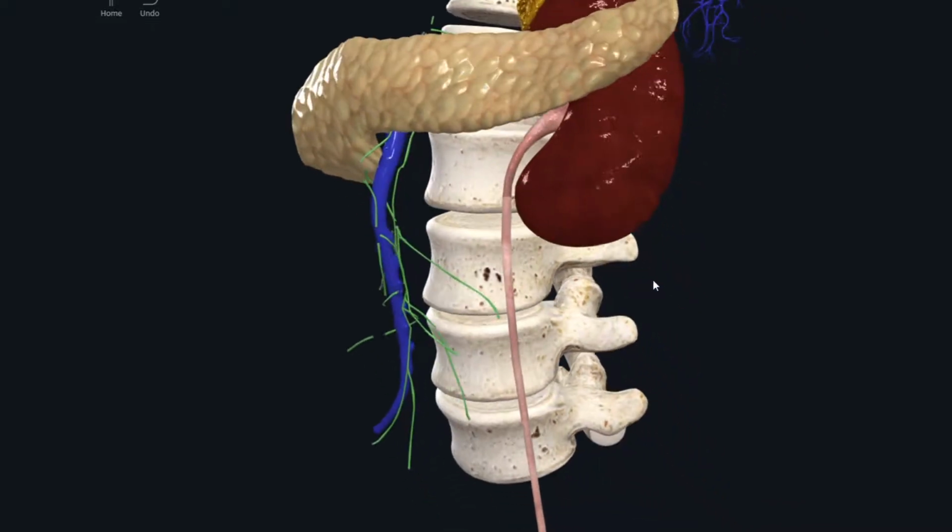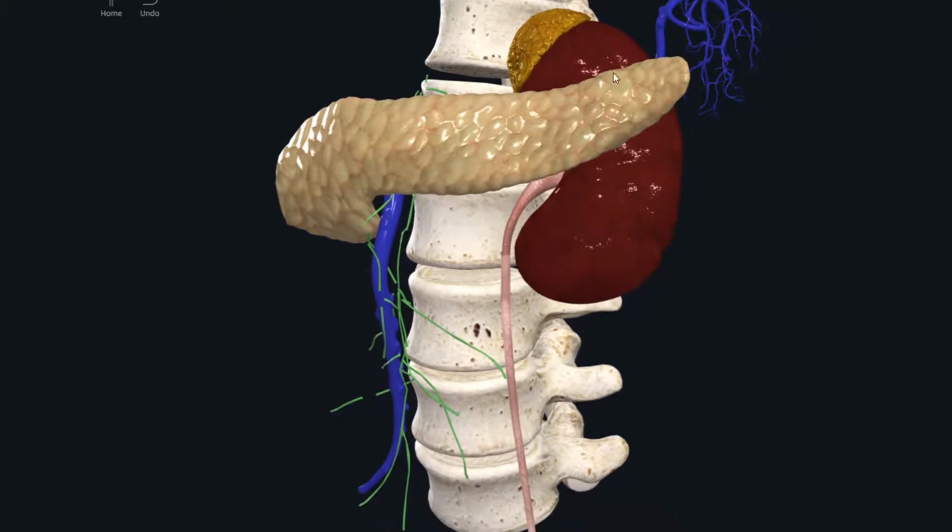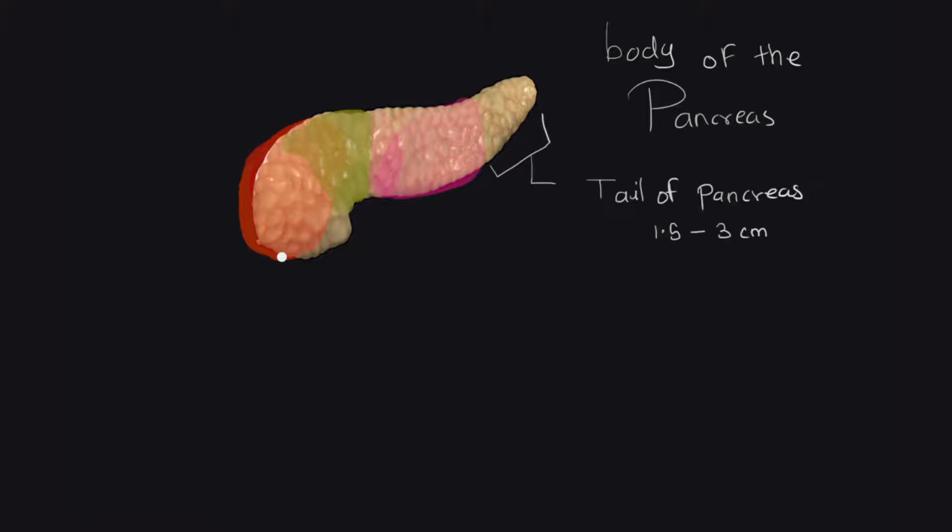Then we can also find that one of the major posterior relations is the perirenal fascia. So there is a thin sheet that covers the kidney, that forms the perirenal fascia. Then we have the tail of the pancreas. The tail of the pancreas is about 1.5 to 3 centimeters and is the most distal part of the pancreas. It is long and narrow, and it is in relation with the splenic artery, the splenic vein, and lastly, it also is in close relation with the splenic hilum.